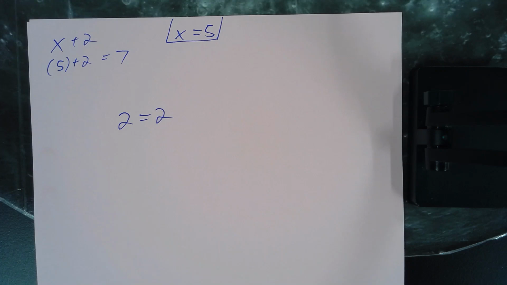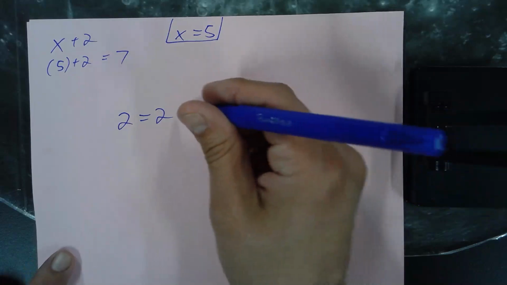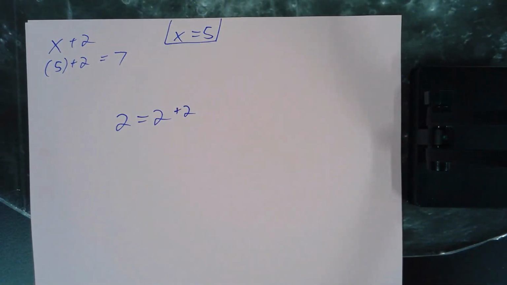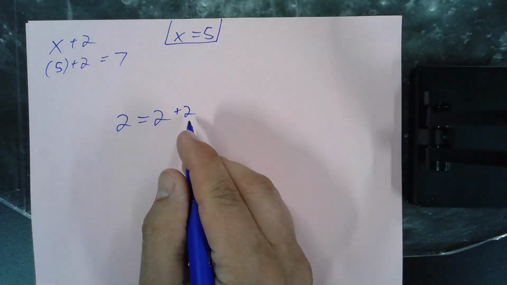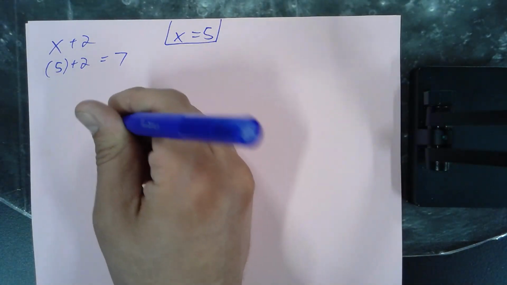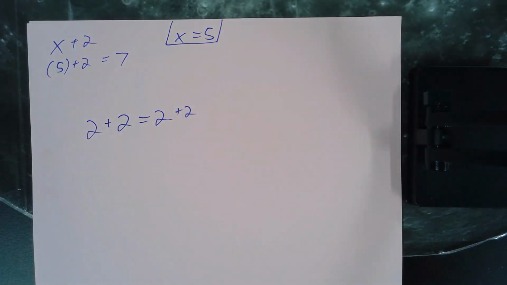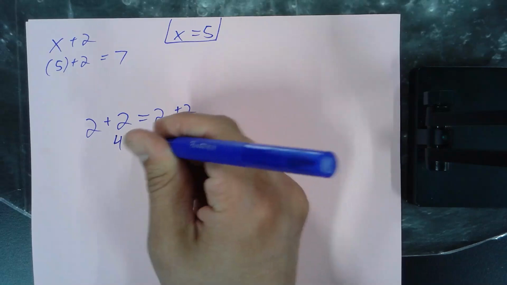That almost looks like it's too simple to be true. 2 equals 2. But I can't do something like this. I can't just say 2 equals 2 plus 2, because that's false. 2 plus 2 is 4, and 2 does not equal 4. But something I can do is if I add 2 to this side, I can also add 2 to that side. Now this is a true statement again. 2 plus 2 is 4 equals 2 plus 2, which is also 4. So yeah, that works. 4 equals 4.